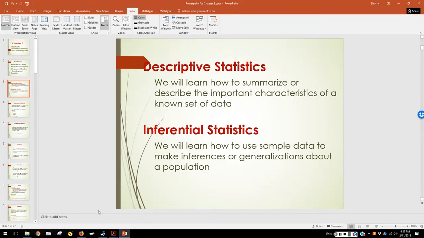And what we're going to look at now is we're going to learn how to summarize or describe the important characteristics of a set of known data. And in inferential statistics, we're going to learn how to use sample data to make inferences or generalizations about a population.